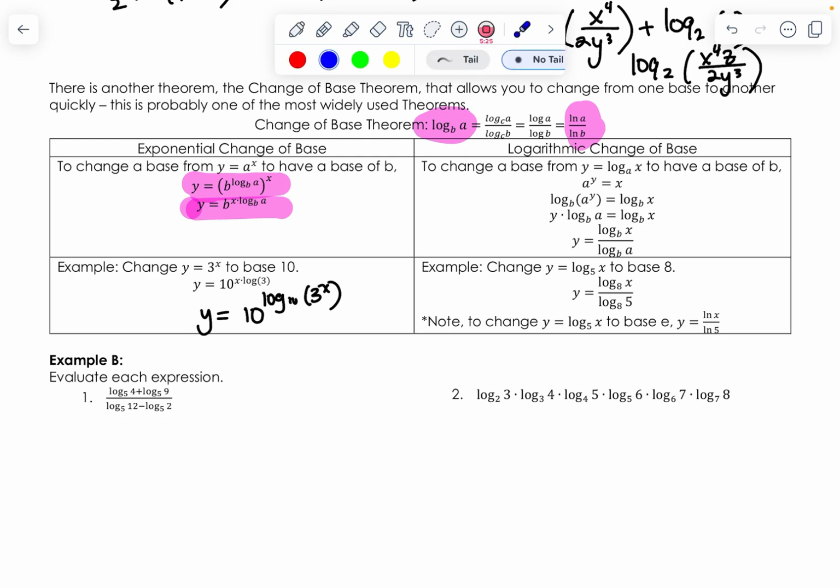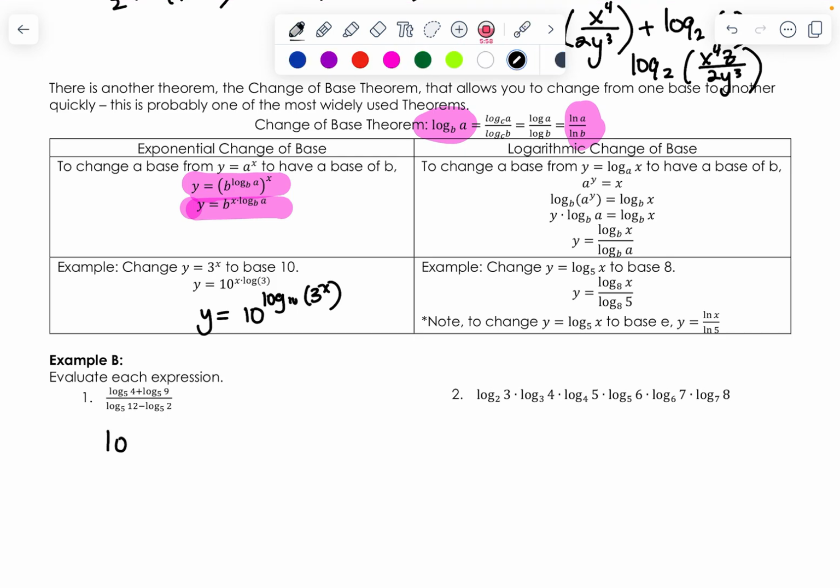And then over on this side, if I want to change a to the y equals x to a base b, I can change and take the log base b to both sides, bring the y down, and then that's log base b x over log base b a. Or just change a base. This could be log base 5 x. All right, so let's look at example B.